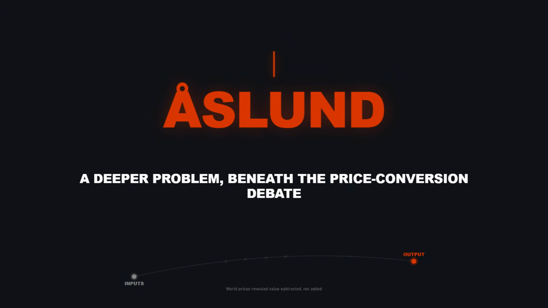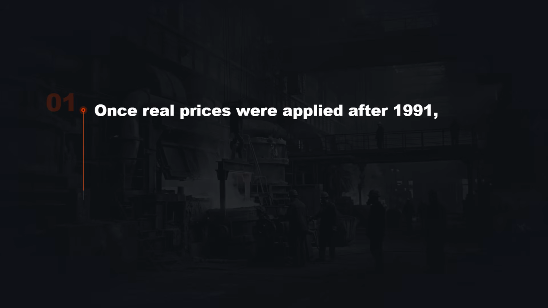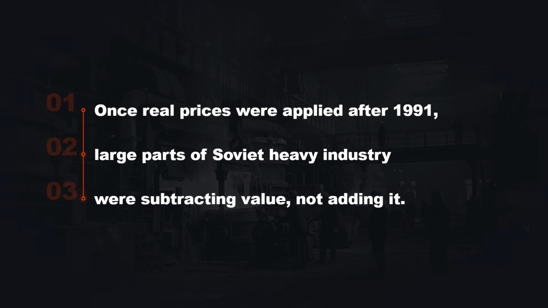Anders Åslund and other transition economists pointed to a deeper problem beneath the price conversion debate. Once real prices were applied after 1991, large parts of Soviet heavy industry turned out to be subtracting value, consuming inputs worth more, at world prices, than the finished goods were worth.